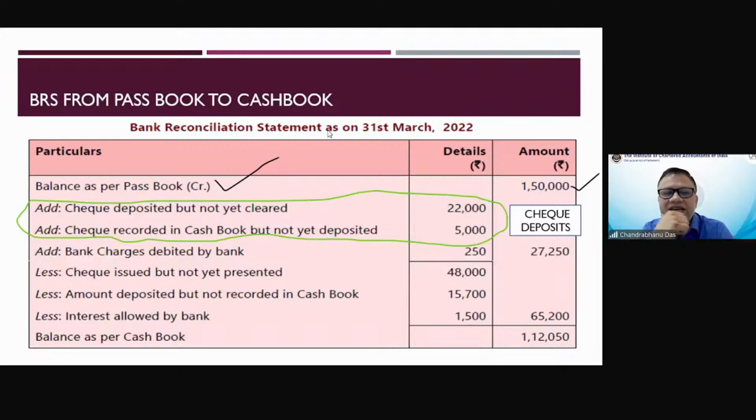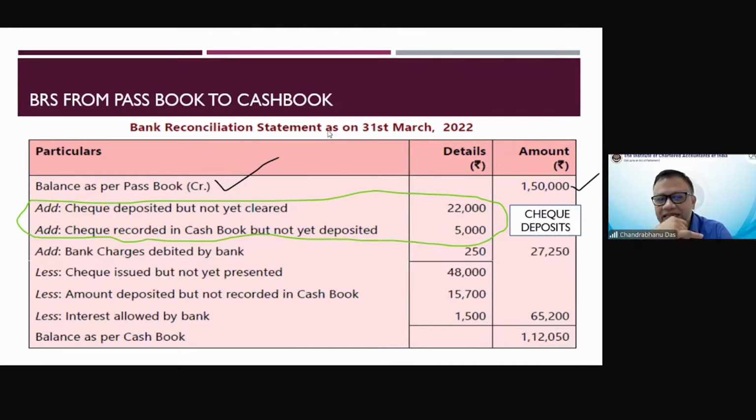But what happens is, the balance as per passbook is 1,50,000 and the balance as per cash book is 1,12,050. We are trying to arrive from the passbook. If you take out all these differences, then your balance as per passbook becomes 1,12,050. So balance as per passbook is not matching because it is 1,50,000 while the balance as per cash book is 1,12,050. When you clear these differences from the passbook, then the passbook balance becomes 1,12,050. That means it is tallying.